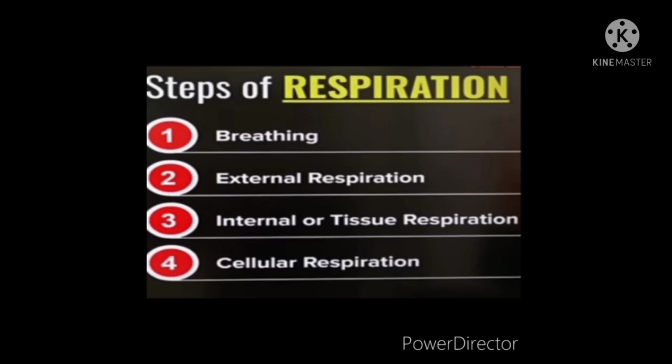Now about internal or tissue respiration. This is the third step of the physiology of respiration. The exchange of oxygen and carbon dioxide between the blood and body tissue is called internal respiration, or it can also be called tissue respiration. The oxygen from the blood moves into the body tissue, whereas carbon dioxide from the tissue moves to the blood, because of the higher concentration of carbon dioxide in the body tissue produced due to cellular respiration.